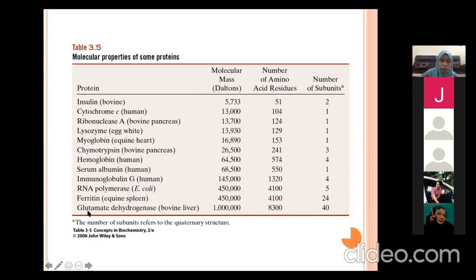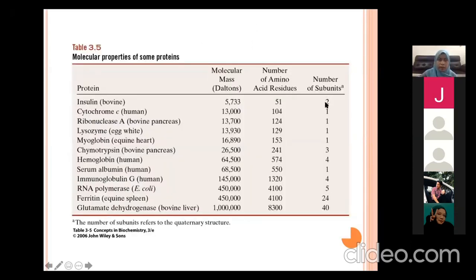For example, here glutamate dehydrogenase from bovine liver. The size is 1 million daltons, 1,000 kilodalton. Okay, because the amino acid itself is 8,300 amino acid residue. Okay, for your case, you need to have a model only 7 amino acid residue, really small. Okay, so even the number subunit, they are different.